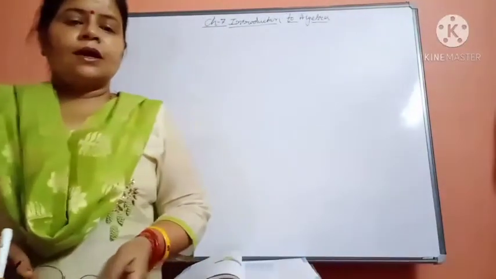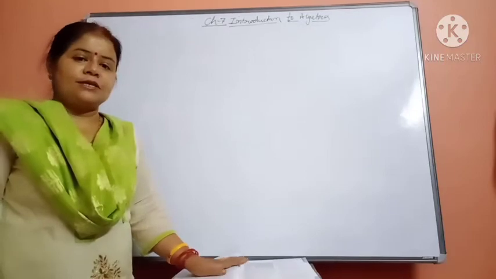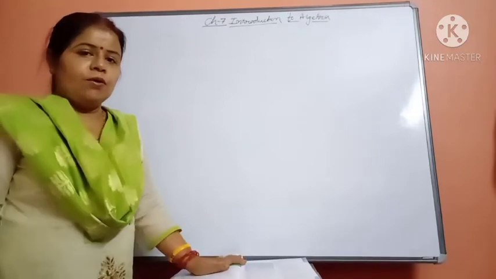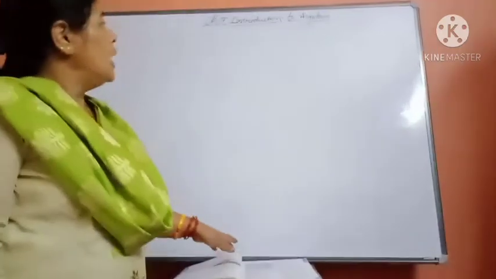Jai Gurudev children. Beta, in the last period we completed the chapter on decimals. Today onwards we are going to start our new chapter, that is, introduction to algebra.